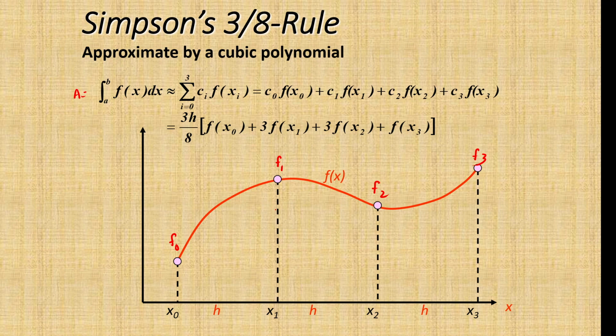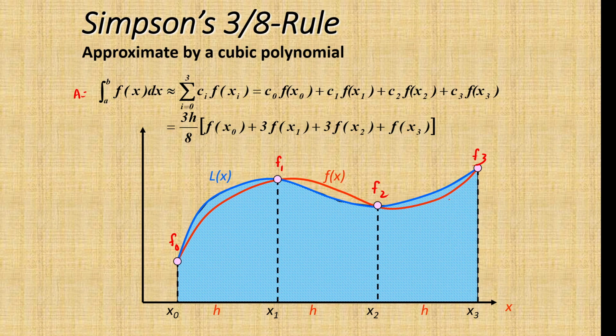Of course, if we use 3 segments, you see the blue color means Simpson 3/8 is actually estimated using, not a quadratic, but a cubic curve. So you can see this part is not included, this part is also not included, but this part should be included. That's why the error is still there.